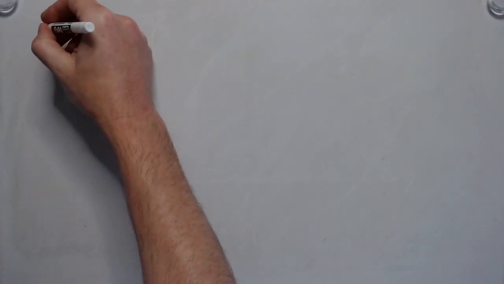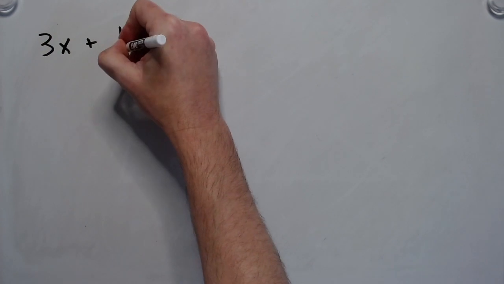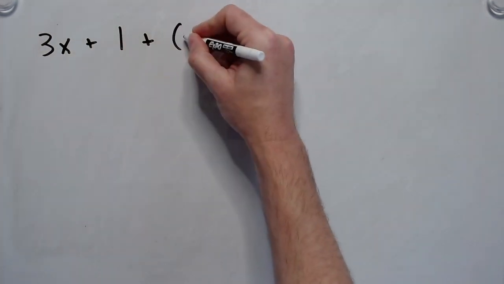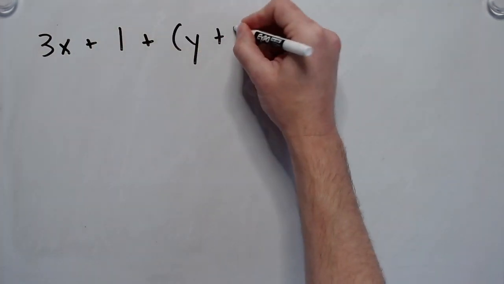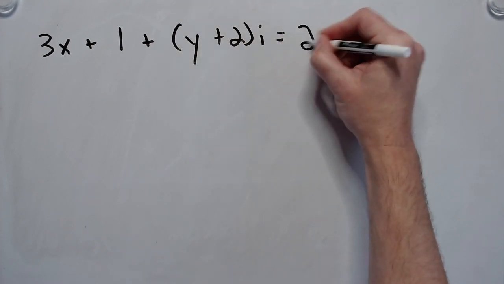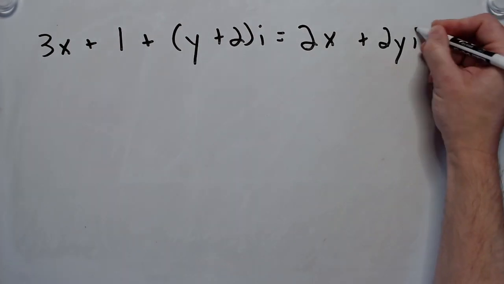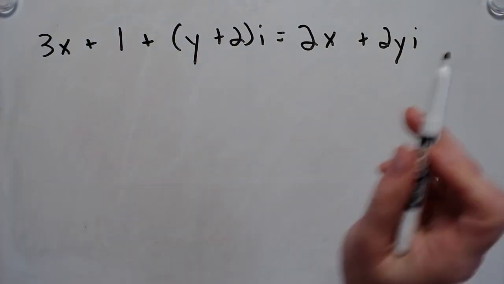Alright, we're going to put an equation up here. 3x plus 1 plus, and we use some parentheses here, y plus 2i is equal to 2x plus 2yi. We want to solve for x and y.